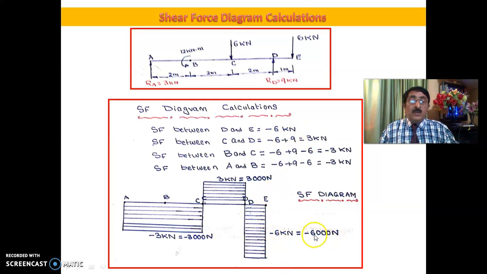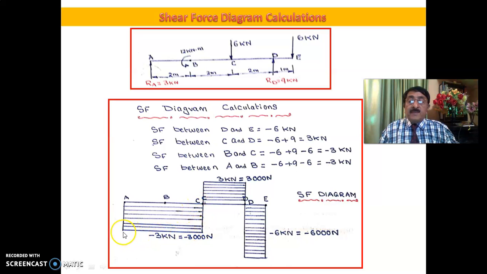Minus 6 kilonewtons or minus 6,000 newtons. This is downward, negative. Between C and D, it is 3 kilonewtons or 3000 newtons. Between C and B and B and A also, it is minus 3 kilonewtons only, or minus 3000 newtons.